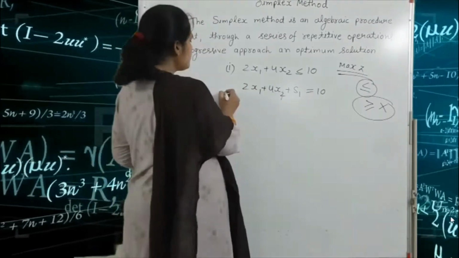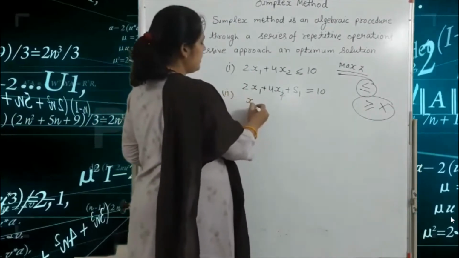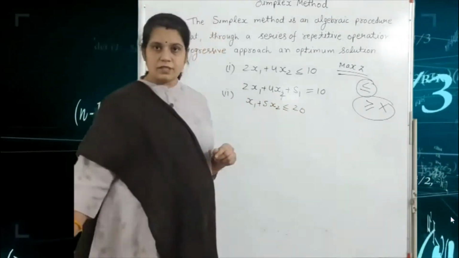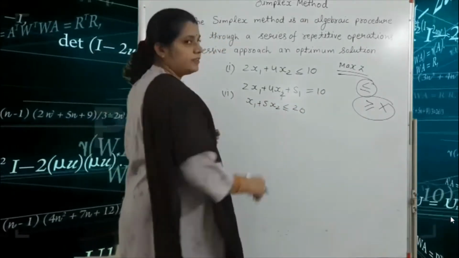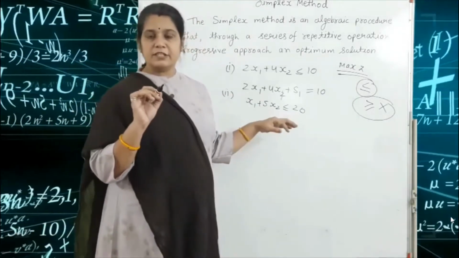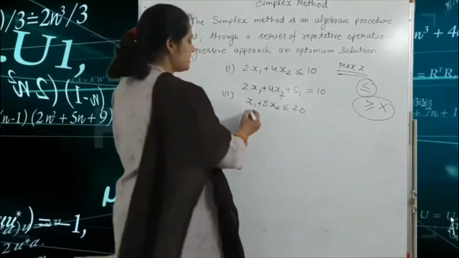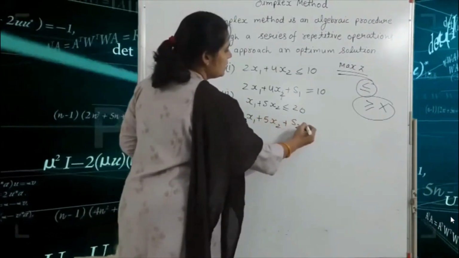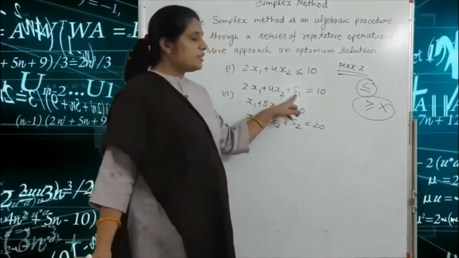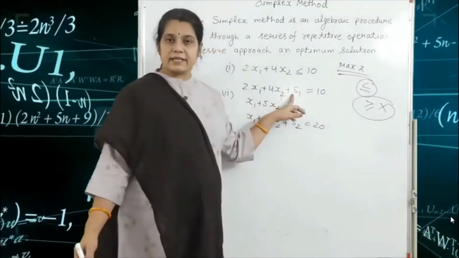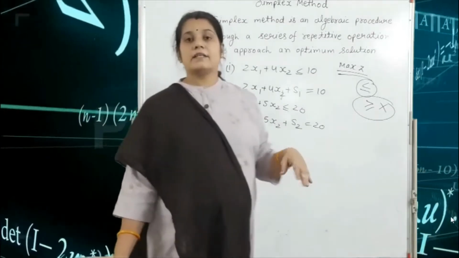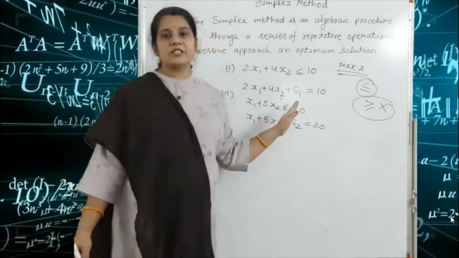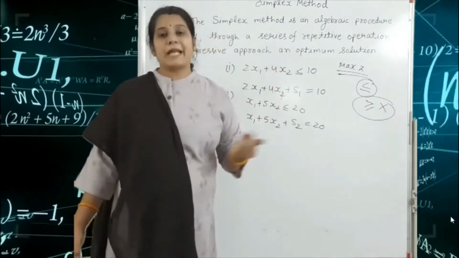Got it? For example, in the second equation we are given x1 plus 5x2 less than or equal to 20. Again we convert this inequality into the equal to sign, so we write x1 plus 5x2 plus s2 equals 20. Because we used the s1 slack variable already, the next slack variable is s2. Okay, so this modification is included in the simplex method.